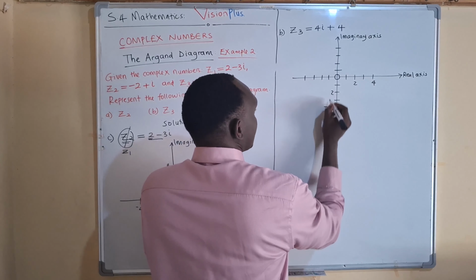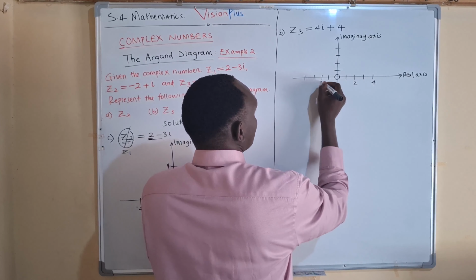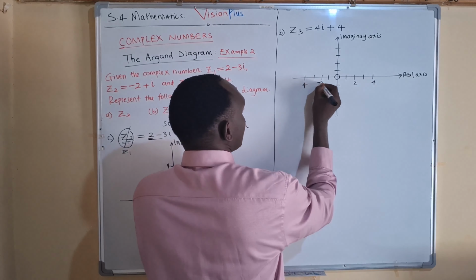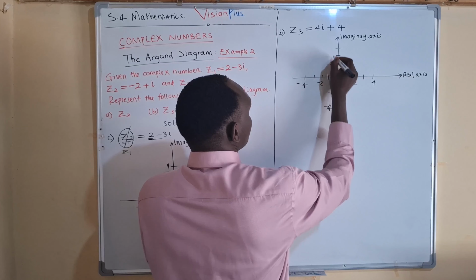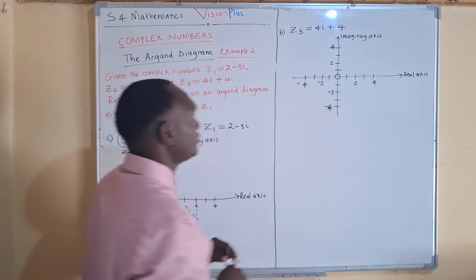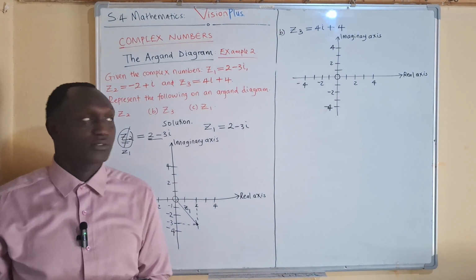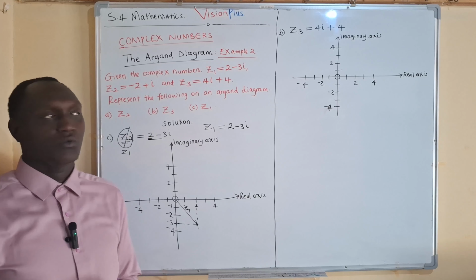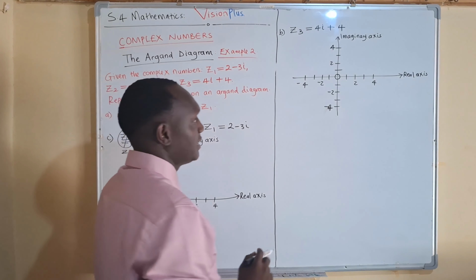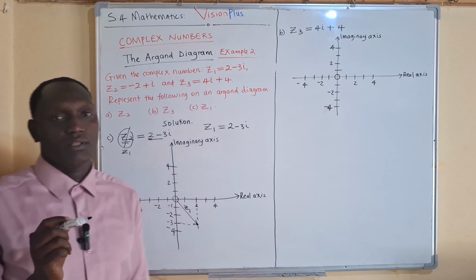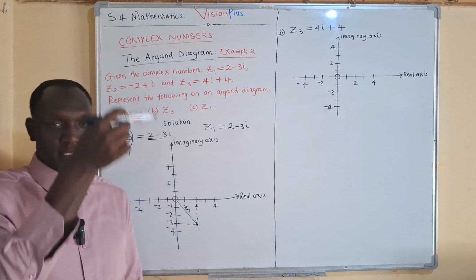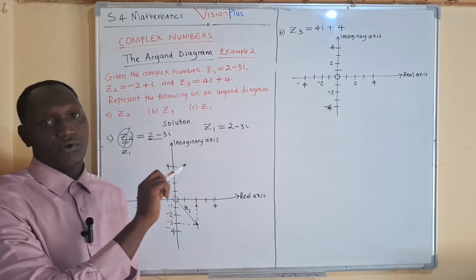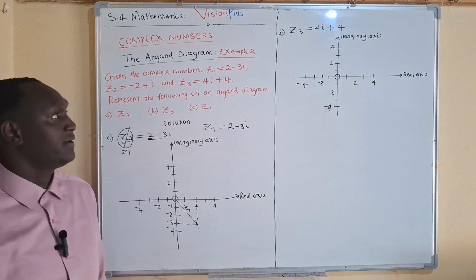But this is the negative part of the imaginary axis. 1, 2, 3, 4. This is the negative part of the real axis. 1, 2, 3, 4. That is the positive part of the imaginary axis in that format. Now from here, we need to locate. It doesn't matter whether you start by locating on the imaginary axis first or on the real axis first.